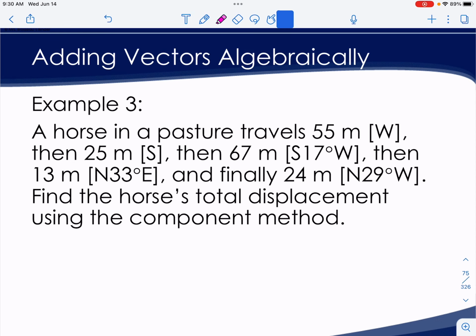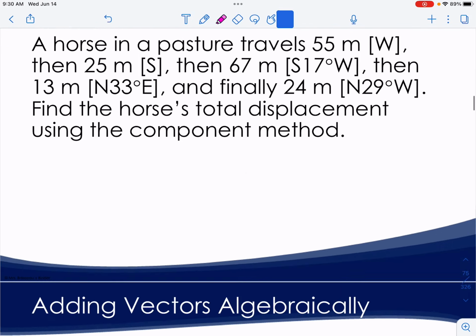So, adding vectors algebraically: a horse in a pasture travels 55 meters west, then 25 meters south, then 67 meters south, 17 degrees west, then 13 meters north, 33 degrees east, and finally 24 meters north, 29 degrees west. Find the horse's total displacement using the component method.